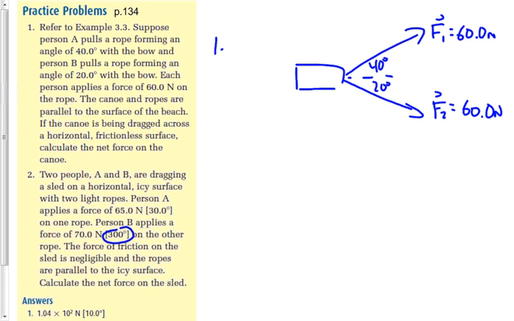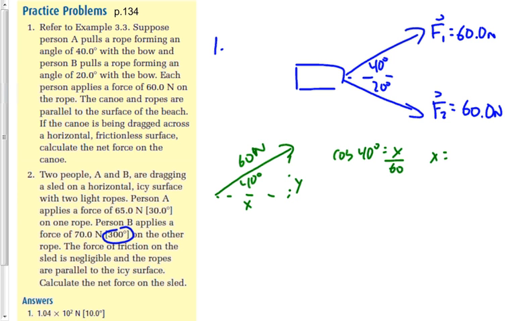Well, first of all, we don't like funny angles, so we get rid of the 40 and the 20-degree angle. Let's draw these off to the side here. We've got a 40-degree angle here with X and with Y with 60 newtons. Cosine 40 degrees is equal to X over 60. X ends up being equal to, what is that? Everybody on this side of the room figure out what X is.